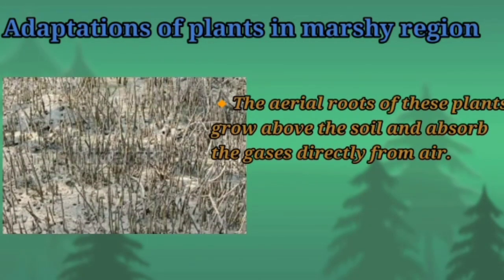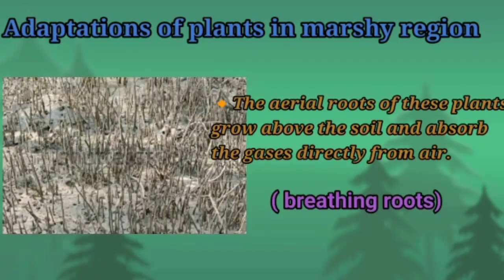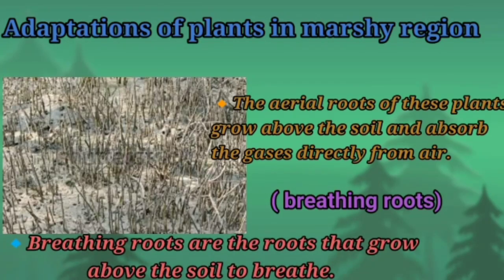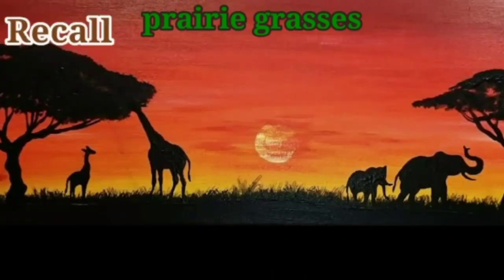The aerial roots of these plants grow above the soil and absorb the gases directly from air. So, they are called breathing roots. What are breathing roots? Breathing roots are the roots that grow above the soil to breathe. For example, mangrove trees. These breathing roots are also known as aerial roots. Okay students, now let's recall once again.